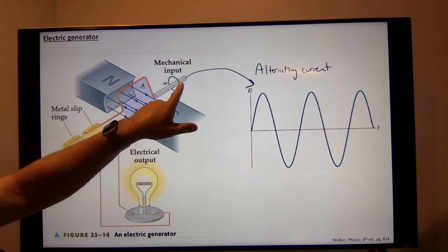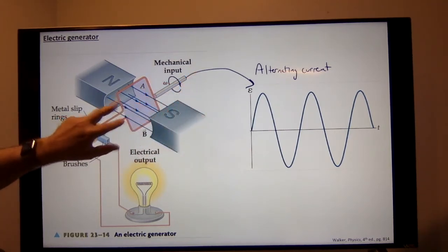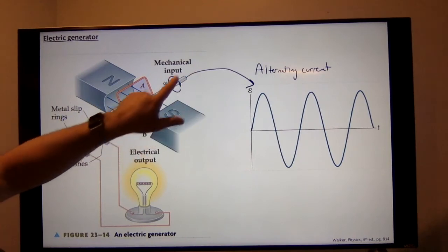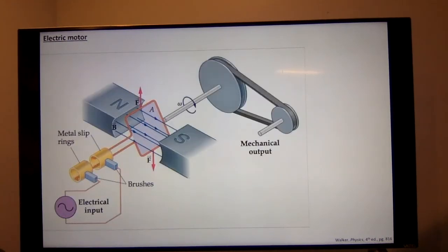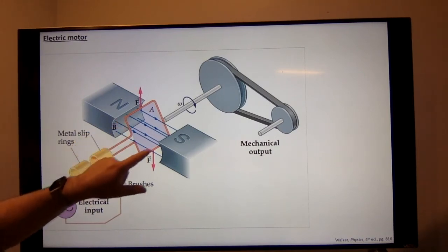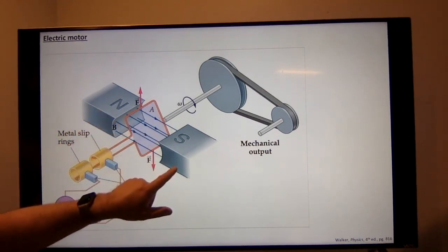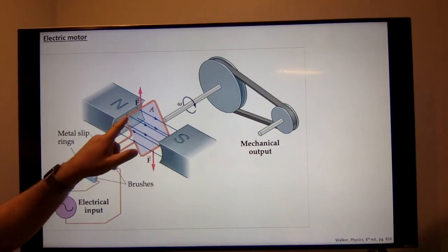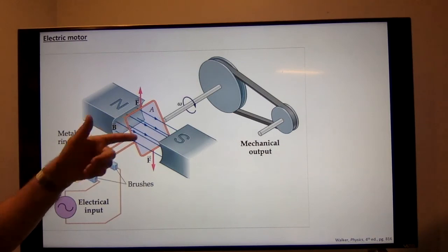So we put in the input ourselves. We do some mechanical work to turn the loop of wire through a magnetic field, and that mechanical work is essentially converted into electrical energy. The thing is that this works exactly backwards as well. What if I take current that's alternating, right? If I take the current, always changing, and put it in a magnetic field, remember we said that if I have current going through a wire in a magnetic field, then that wire feels a force.